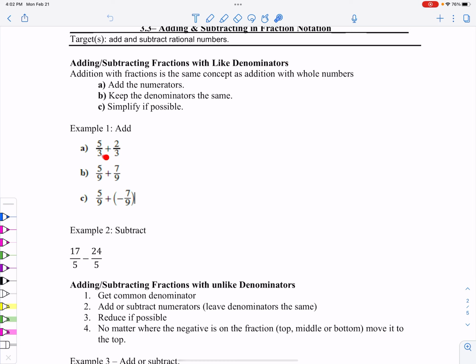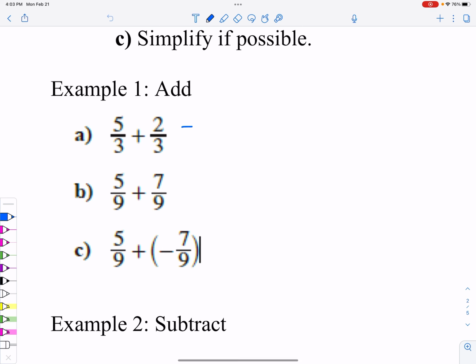So adding with fractions is the same concept as adding whole numbers. First, we're going to add up the numerators, and we keep the denominators the same, and then we simplify if possible. So here we have 5 over 3 plus 2 over 3. So we see these numbers are the same on the bottom, so that means that we can proceed.